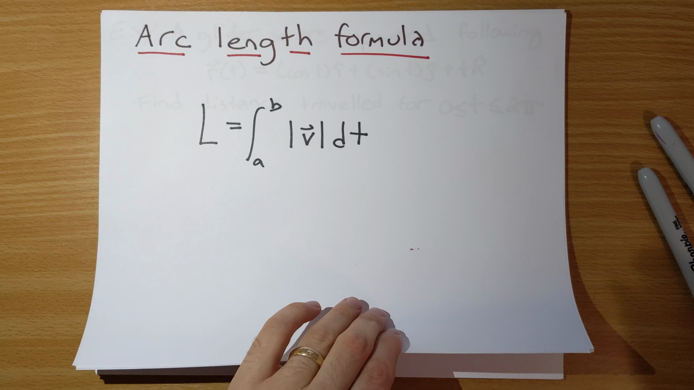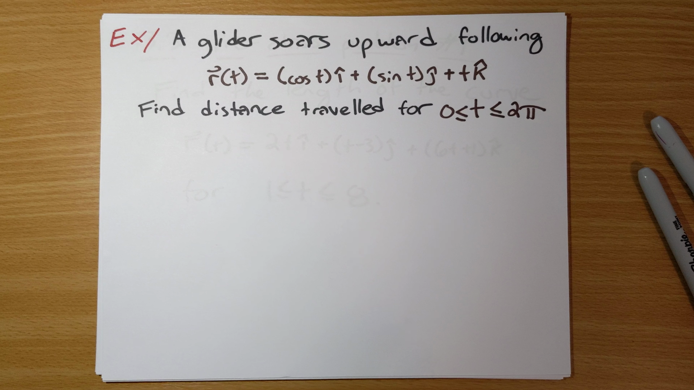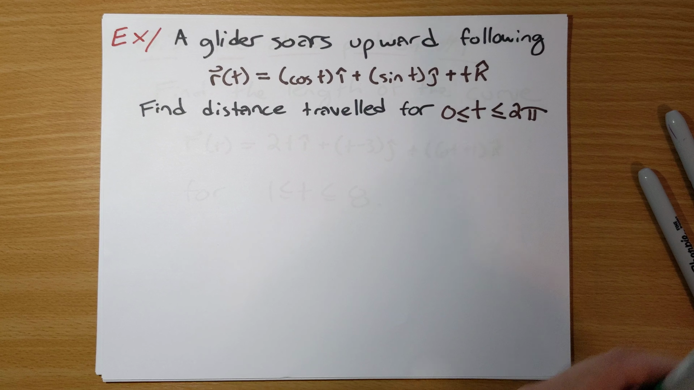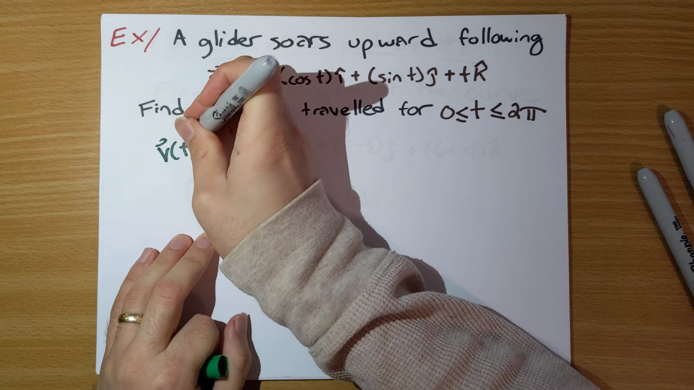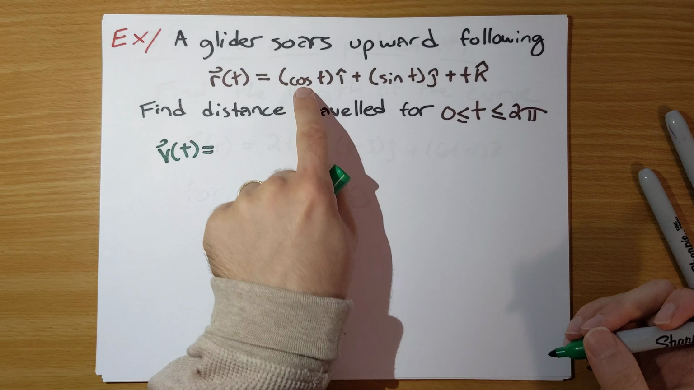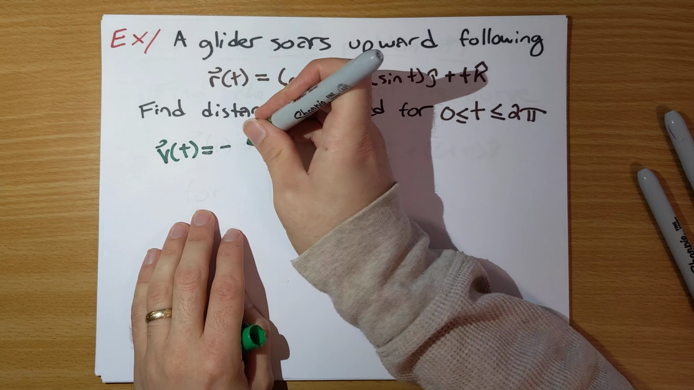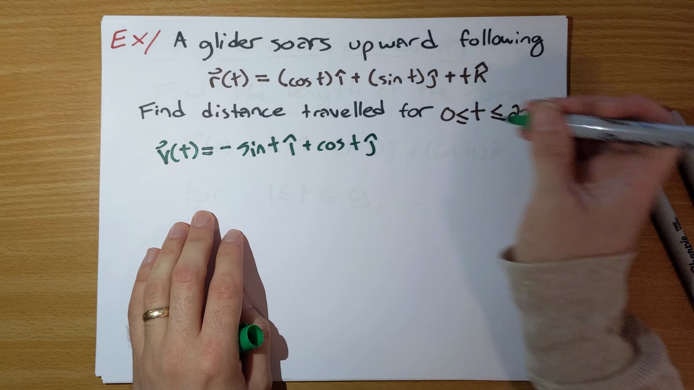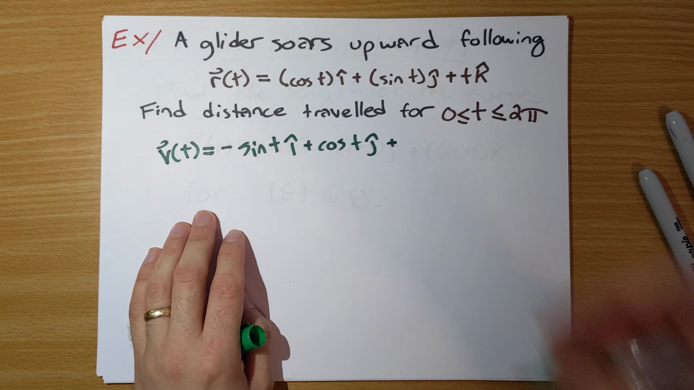Okay, so let's do an example of this. A glider soars upward following the path r of t is cosine t i hat plus sine t j hat plus t times k hat. Find the distance traveled for t running between 0 and 2 pi, finding the length of this curve between 0 and 2 pi. Okay, so what do we have to do here? We need the velocity. v of t: the derivative of cosine is negative sine of t i hat plus cosine t j hat plus the derivative of t k hat, which is just k hat.